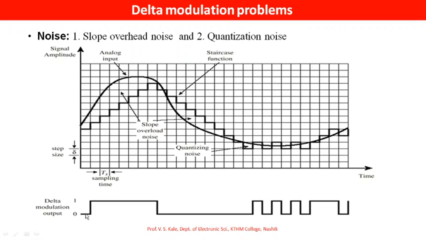The beginning is 0. As the signal is continuously increasing, 1 1 1 1 is there, and when it is decreasing, then the transition is from 1 to 0, and it is continuously decreasing, so it is represented by 0. Then where it is almost constant, those are represented by this, and here again it is increasing, that is represented by 1. So this is a delta modulation output in the form of only 0 bit and 1 bit.